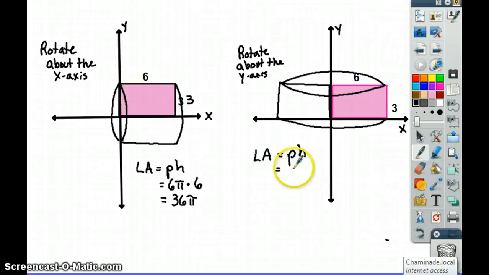Okay, the perimeter, we're dealing with circumference here. Well, the radius is 6, so the circumference, 2 pi r, is 12 pi. The height is 3. And so on this problem, we end up getting the lateral areas are the same. And we're going to look at other examples to see what does change when we take this rectangle and we rotate it in different directions.